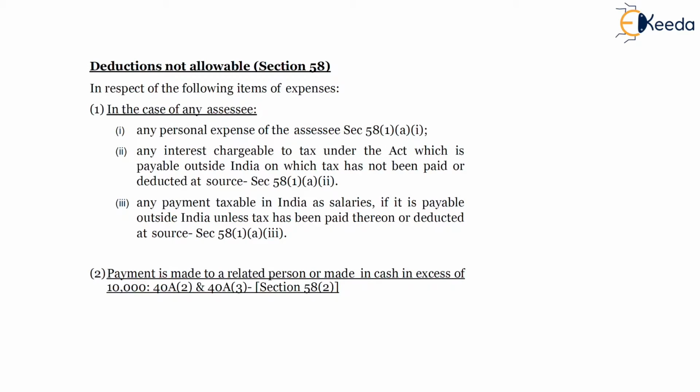So friends, section 58, deductions not allowable while computing the income from other sources. In this case, if the expenditure is personal in nature, then the expenditure won't be allowed as per section 58. If TDS is not deducted on any payment made outside India, it is not allowed. The expenditure won't be allowed as deduction. 100% disallowance of expenditure would be there.